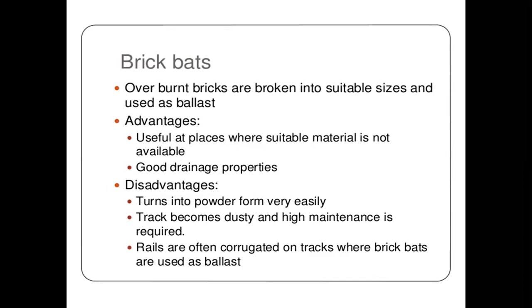The major disadvantages of using brickbats as a ballast are that they turn into powder form very easily because they can't take heavy loads. Tracks become dusty and high maintenance is required. The rails are often corrugated on tracks where brickbats are used as ballast.